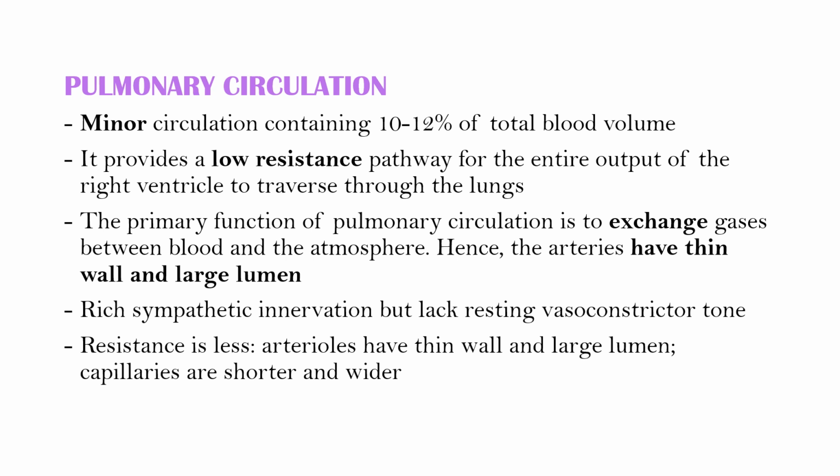The pulmonary arteries are the only arteries that carry deoxygenated blood, and the pulmonary veins are the only veins that carry oxygenated blood. Pulmonary circulation is the minor circulation, containing 10 to 12% of total blood volume. It provides a low-resistance pathway for the entire output of the right ventricle to traverse through the lungs. The primary function of pulmonary circulation is to exchange gases between blood and the atmosphere. Hence, the arteries have thin walls and large lumen, rich sympathetic innervation but lack resting vasoconstrictor tone. Resistance is less. Arterioles have thin walls and large lumen, and capillaries are shorter and wider.